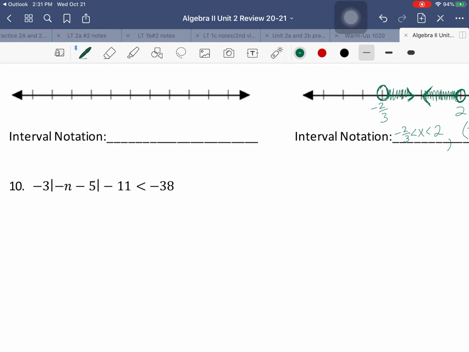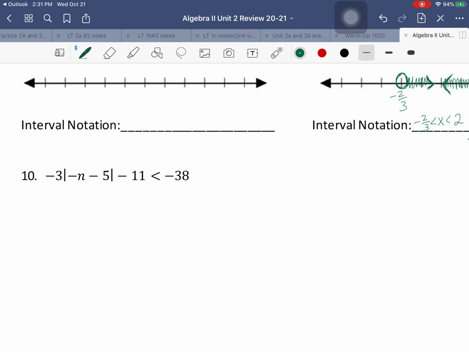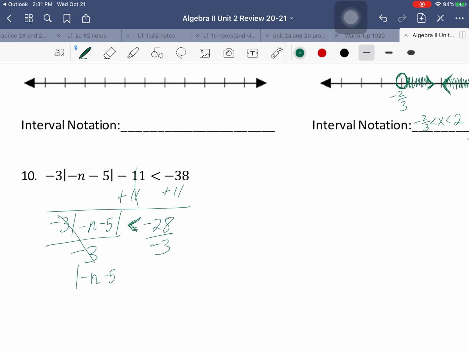All right, number 10. Let's see, we have add 11. So it starts out, it kind of looks like it's going to be a special case. Let's see if it actually turns out that way. Negative 28. Oh, divide by negative 3. We divided by a negative, so that inequality needs to switch. So it becomes greater than. Did I do it again? I did it again. That should be negative 27. I should probably quit for today.